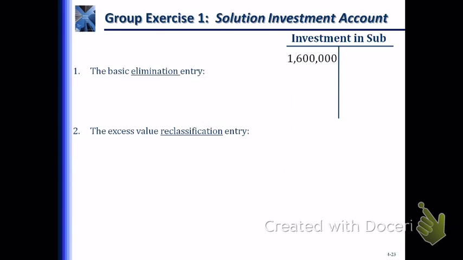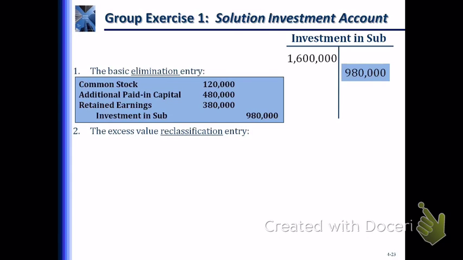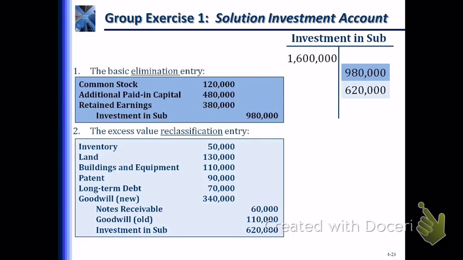And you'll see when we do our eliminating entries, we do $980 for the book value, and we do $620 for the differential, which is made up of the goodwill and the other excess or differences between fair market value and book value. So you'll see in this, there's some credits here. We had the old goodwill and the new goodwill, and that's fine.